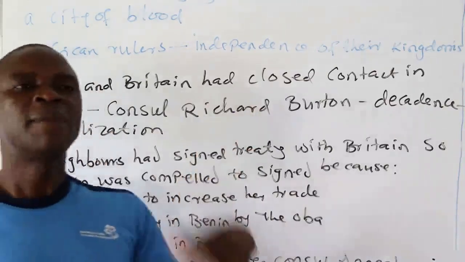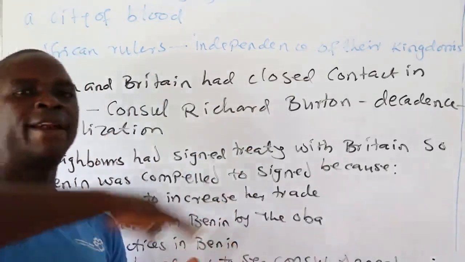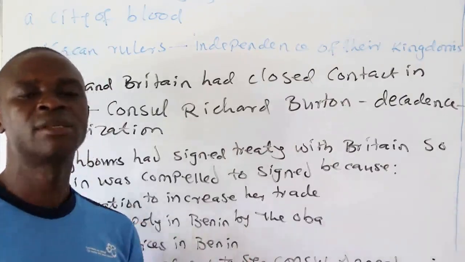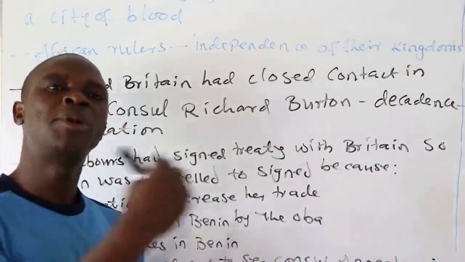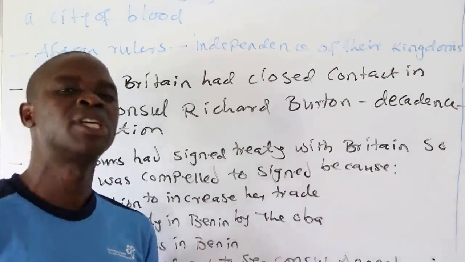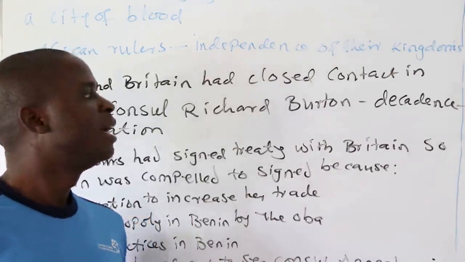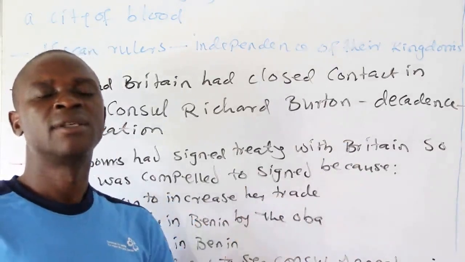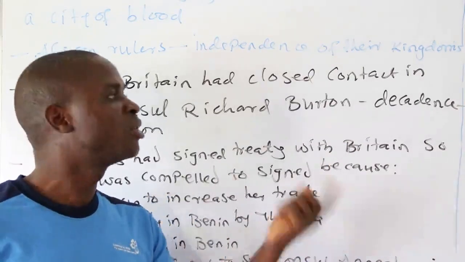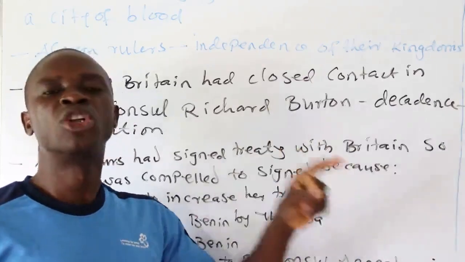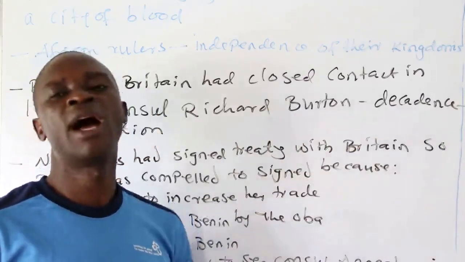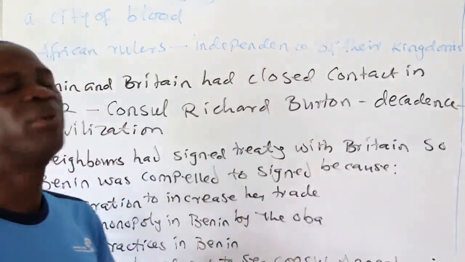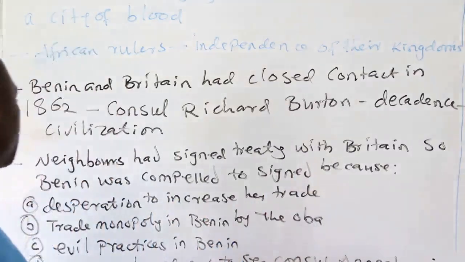Now, in that same second half of the 19th century, the neighbors of Benin, kingdoms like Ishikiri, had already signed treaties of protection with Britain. They had established that trade contact, or they had accepted the protection of Britain over their own kingdom. Now for the British, since other neighboring kingdoms had signed that particular treaty of protection with them, there was no way Benin would continue to refuse that particular offer. In fact, they explored all possible measures in order to compel Benin to sign that particular treaty.